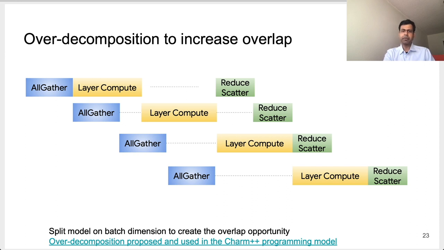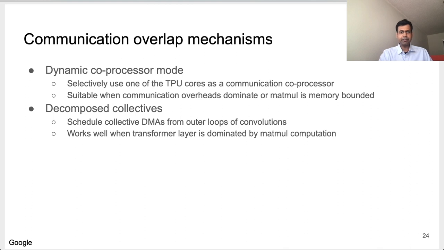What is the exact mechanism of scheduling computation and communication? We try two approaches. One is a dynamic coprocessor mode where one of the two TPU cores can selectively become a communication processor, and it can rapidly make progress on communication. This is good when we have very communication-dominated matrix multiplication operations. When the matmul is compute-dominated, we could use a decomposed collective approach, where a collective is split into small DMAs, and these DMAs are scheduled at the top of the outer loops of convolutions. When the convolution compute is complete, the DMAs would also have completed, and we get nice overlap of computation and communication.